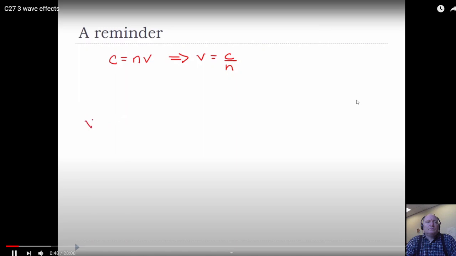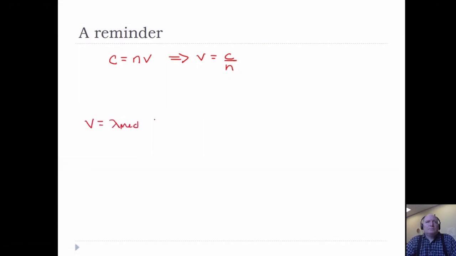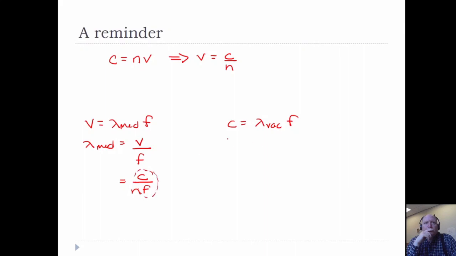I can also use that the speed in the medium has to equal the wavelength in the medium times the frequency, and the speed in vacuum has to be the wavelength in vacuum times the frequency. So I can write the wavelength in the medium is the speed in the medium divided by the frequency. But now I can use this formula up here for the speed in the medium. So speed of light divided by n times the frequency. And now I'm going to take this portion and realize that that is the wavelength in vacuum. That allows me to write the wavelength in the medium is the wavelength in vacuum divided by the index of refraction.